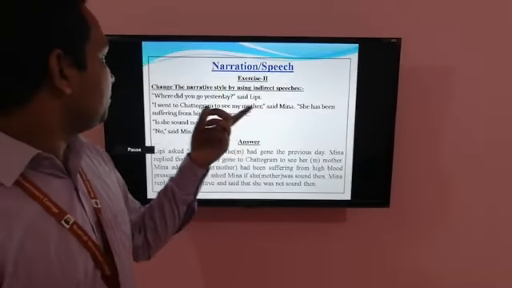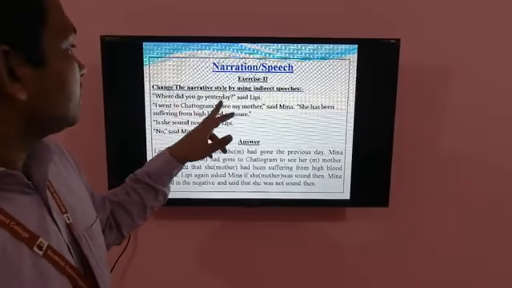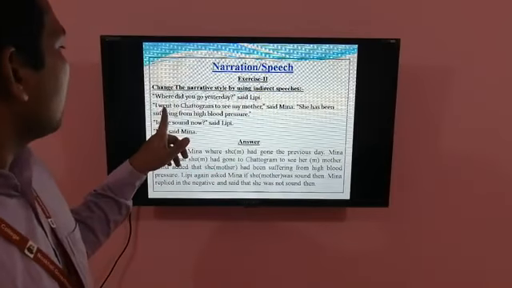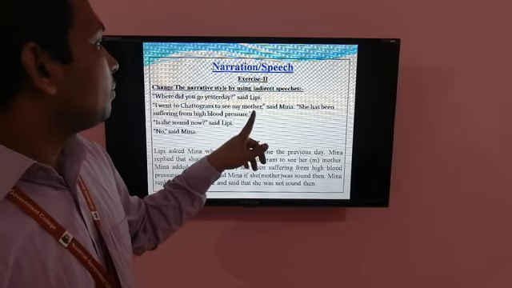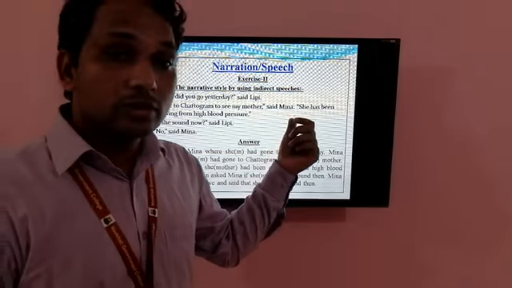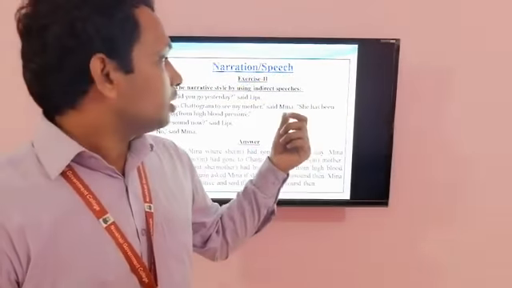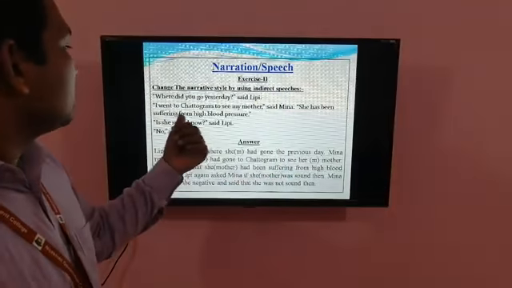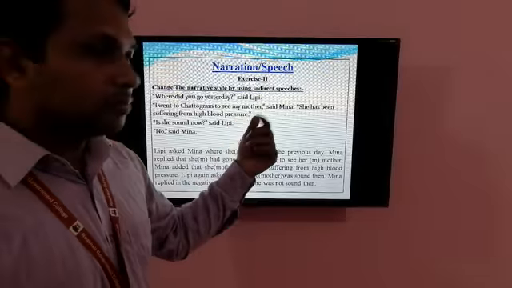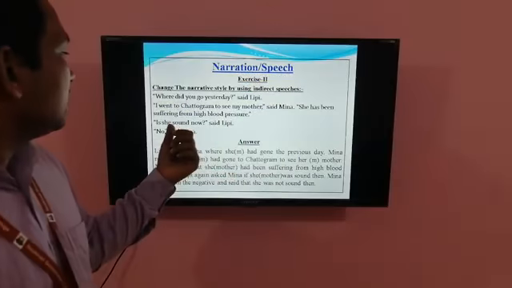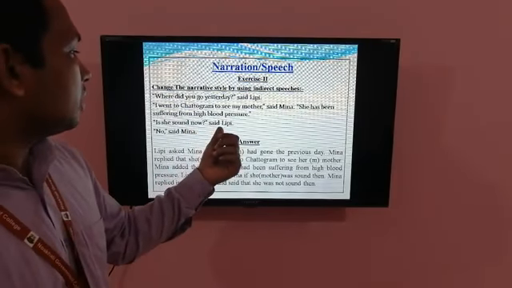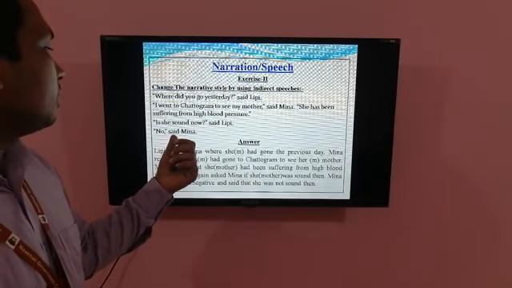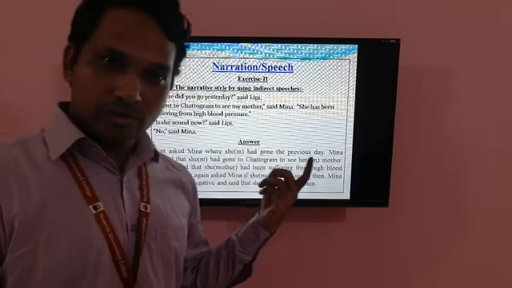Exercise number 2. Where did you go yesterday? Said Lipi. So Lipi is our speaker. I went to Chattogram to see my mother, said Meena. So Meena is our listener. So we have found out our speaker and the listener. She has been suffering from high blood pressure, again told by Meena. Is she sound now? Said Lipi, again asked by Lipi. No, said Meena. Meena replied no.